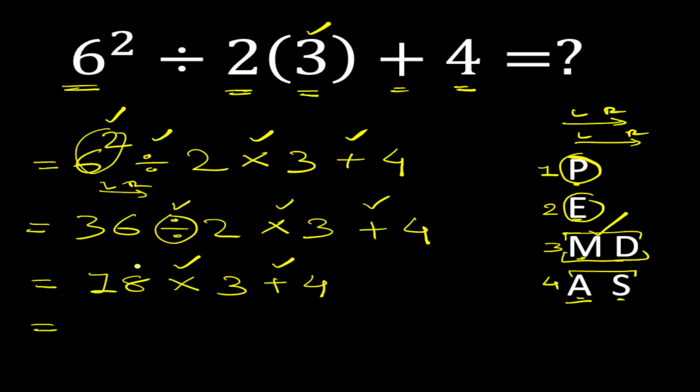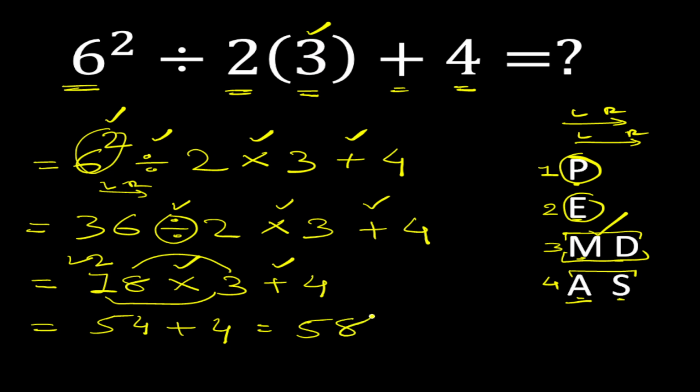So 18 multiply 3. So 8 multiply 3 is equal to 24. So we have 4 to carry. Now 1 multiply 3 is equal to 3. 3 plus 2 is equal to 5. So 54 plus 4. Now 54 plus 4 is equal to 58. So the correct answer is 58.